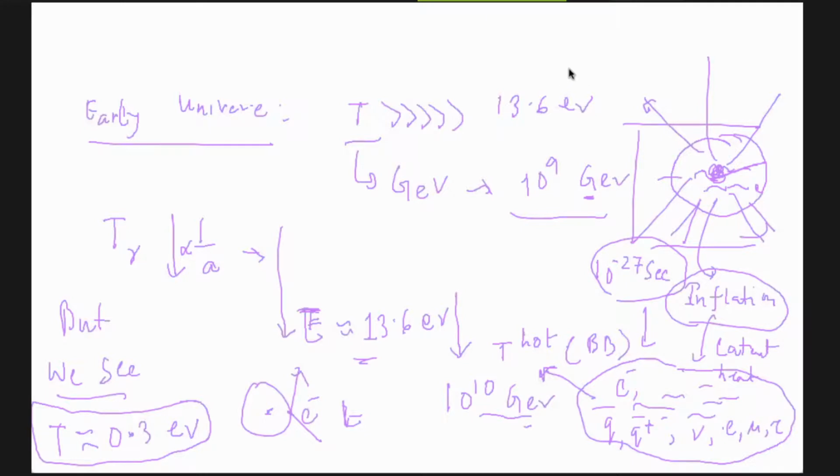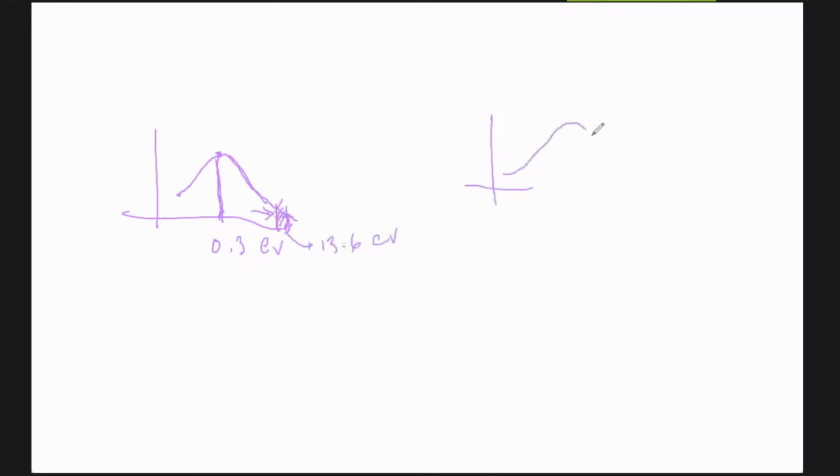Avinash. So when I say the temperature of the photon is 0.3 electron volt, that means the peak of the Planck distribution is at 0.3 electron volt. But there are photons at higher energy, and the photon density is so high, so even at 13.6 electron volt there will be some distribution. If you plot it, there will be some photons of 13.6 electron volt. Is it clear? Yes, sir. Because it's a distribution.